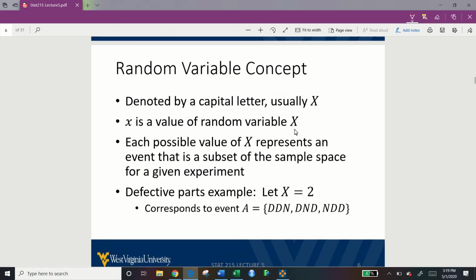So continuing our concept of a random variable, we usually denote our random variables with a capital letter. Again, usually this is going to be a capital X. Lowercase x is a value of the random variable, capital X. Each possible value of capital X represents an event that is a subset of the sample space for the given experiment. So using our previous example, if we let capital X equal 2, that corresponds to event A, where our outcomes have 2 defective components, meaning DDN, DND, and NDD.